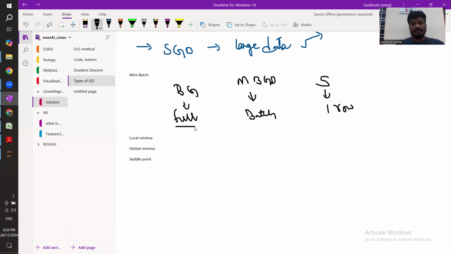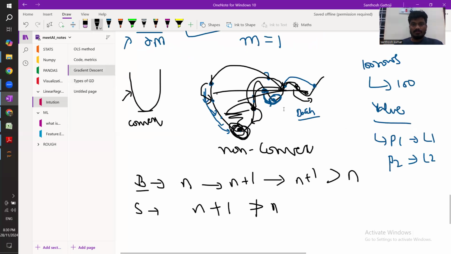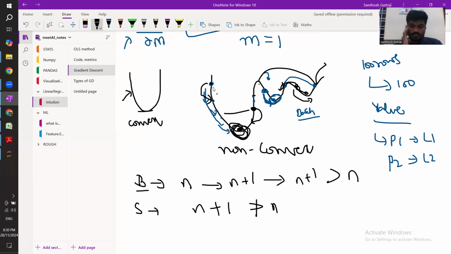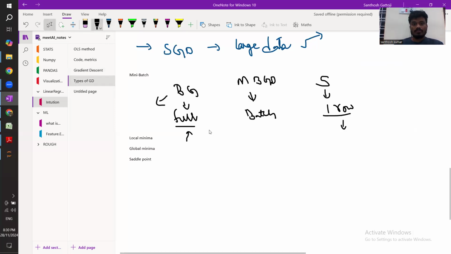Here you're using the full data set, that's fine, but it is taking more time. Using one row is perfect, but sometimes we cannot completely trust this solution because, due to its randomness, it can sometimes go somewhere else. It might be doubtful. So in that case, I don't want to go to either extreme, so I will use a mid path.